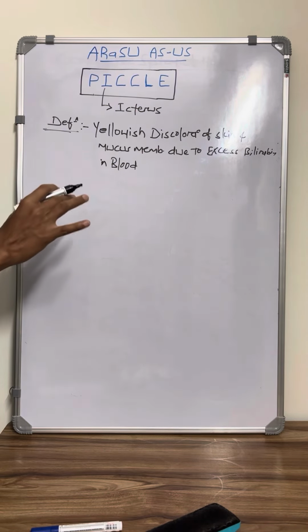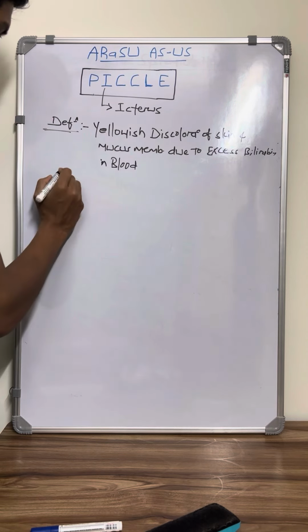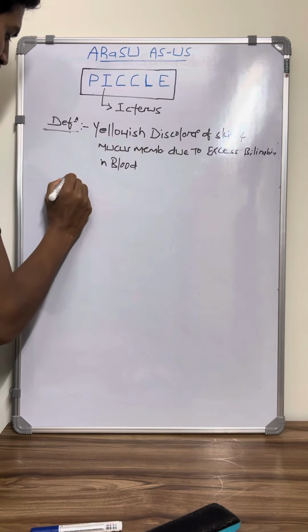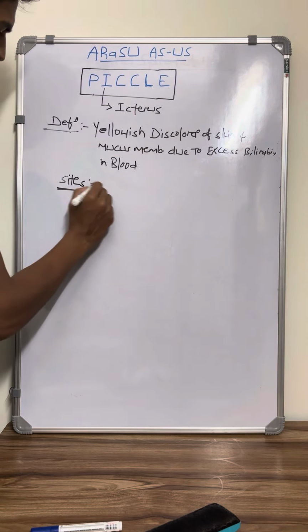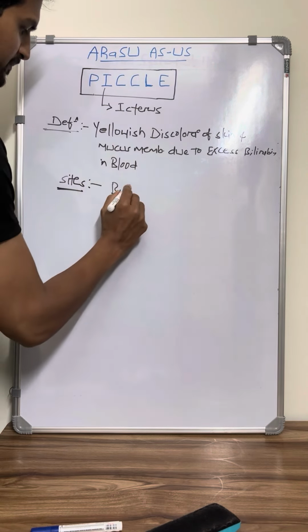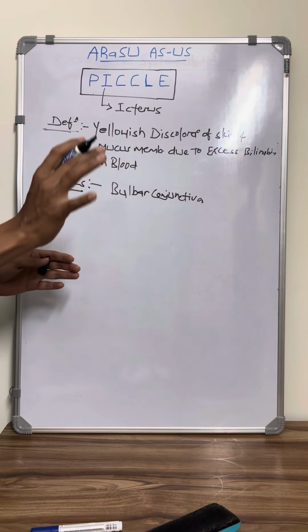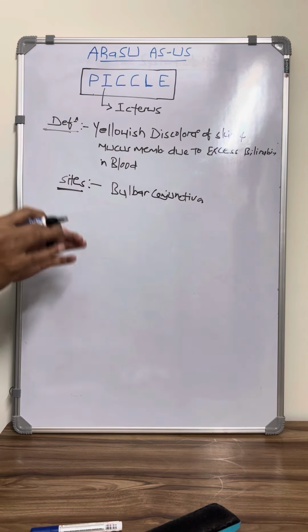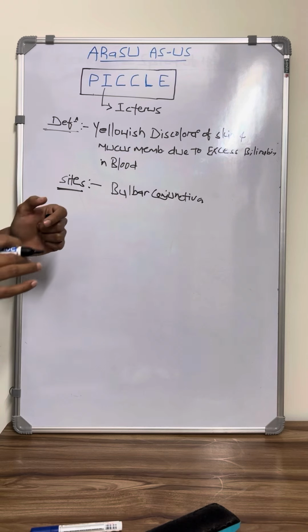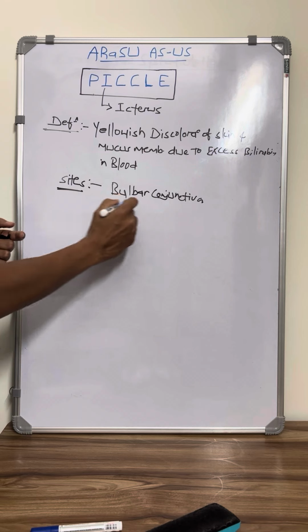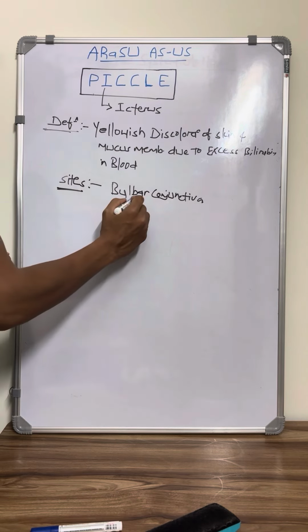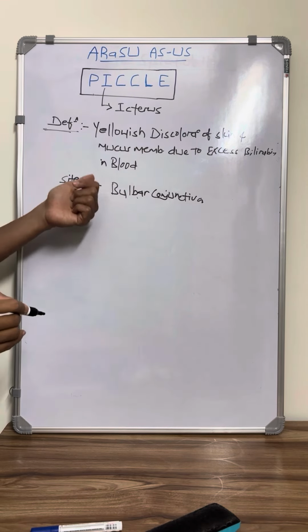Then what are the sites where we will observe for icterus? We will examine clinically. Coming to the sites, the commonest site which we will observe is bulbar conjunctiva. Ideally we have to take the patient towards the window side where there is adequate daylight, and we have to retract upper eyelids and ask the patient to look downwards and observe for bulbar conjunctiva, and we can comment about the yellowish discoloration if it is present.